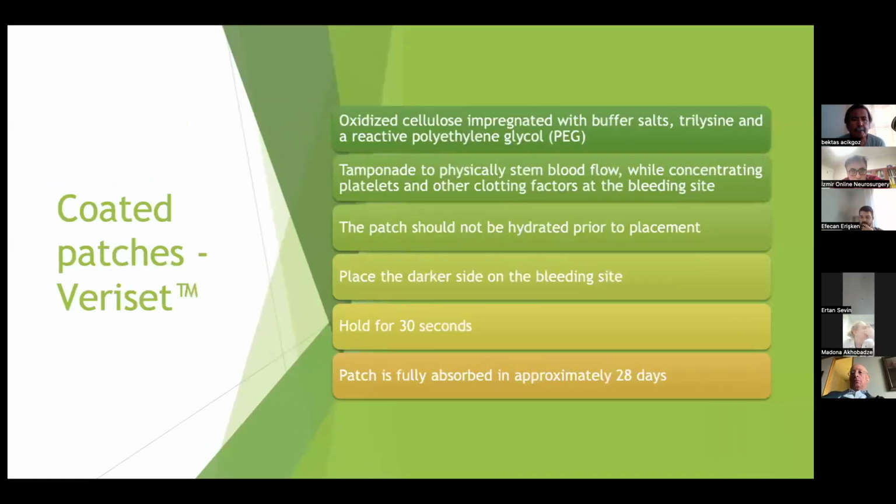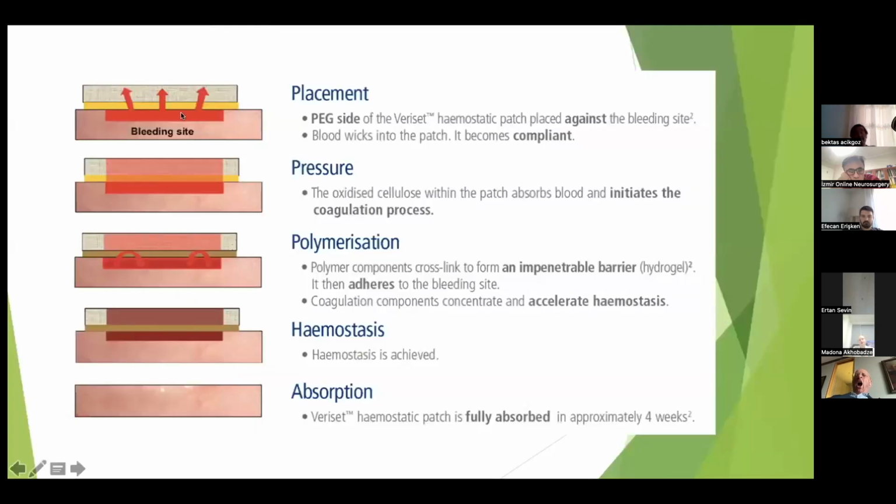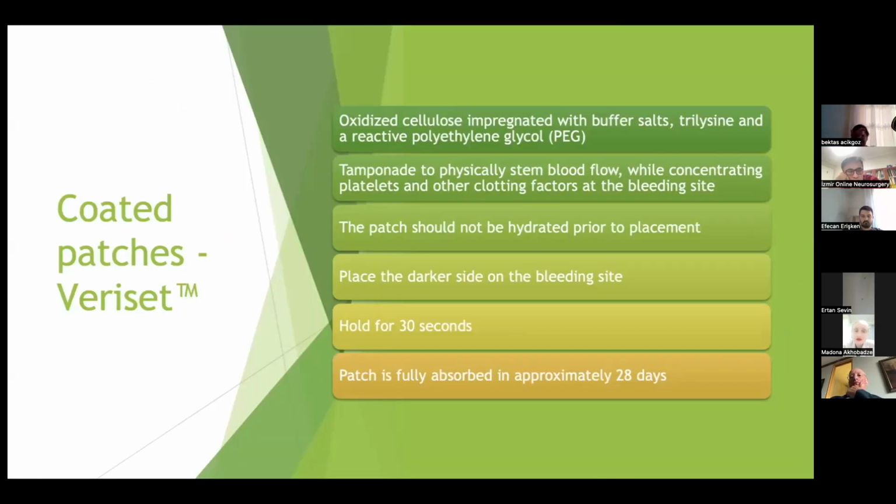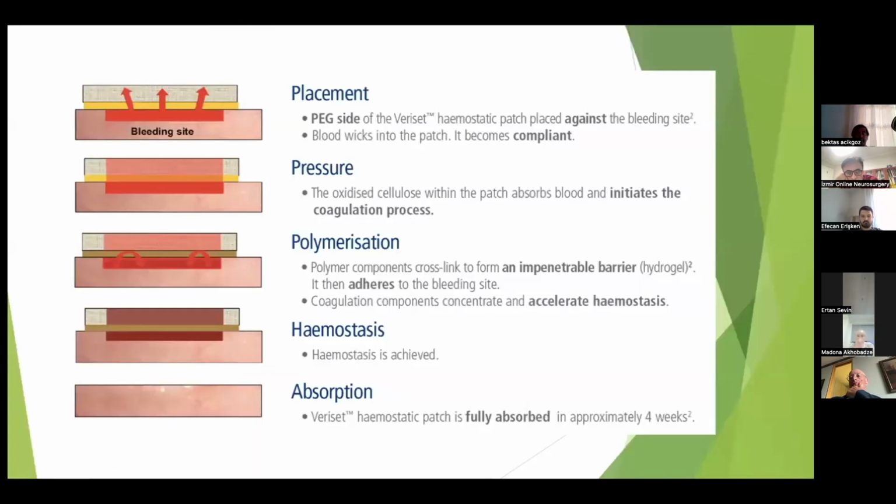Now another patch is called Veriset. Veriset is oxidized cellulose impregnated with buffer salts, a compound called trilysine and reactive PEG. And again, it acts as a tamponade while concentrating platelets. And it should not be hydrated prior to placement. And here also, you can see there is a darker side and a lighter side. So the darker side should be facing the bleeding point. And you have to hold it there for 30 seconds and it gets absorbed in 28 days.